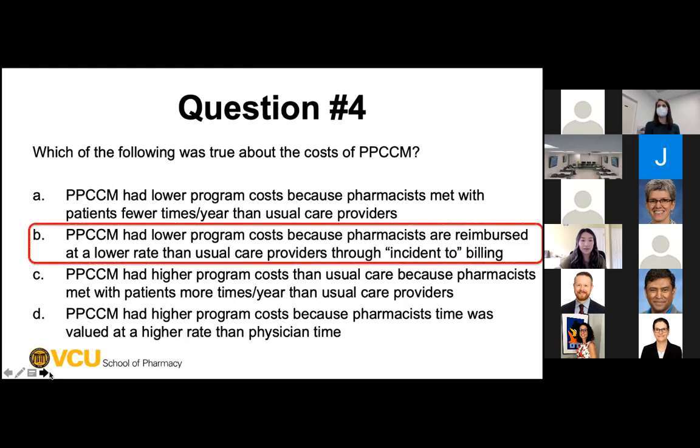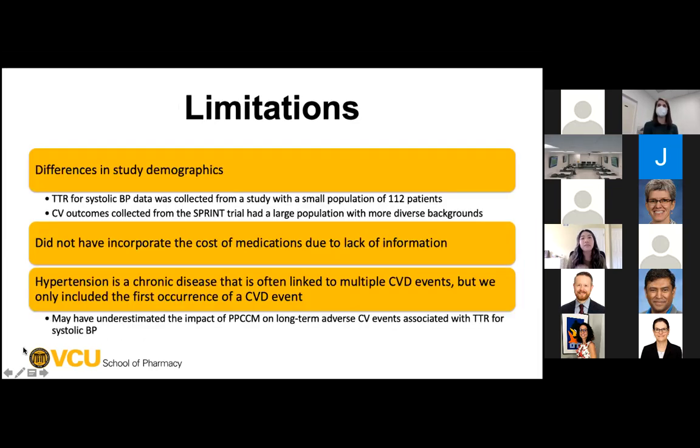So those who answered B, you guys are correct. So there were some limitations to my study. There are definitely differences in study demographics for the TTR for systolic BP data that was collected from a study with a very small population of only 112 patients, with 56 patients in each of the PPCCM group and the usual care group. And also CV outcomes collected from the SPRINT trial had a large population with a more diverse background.